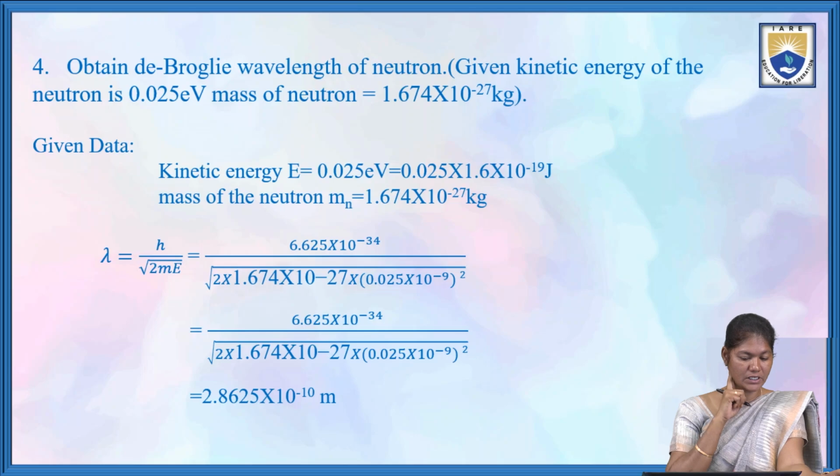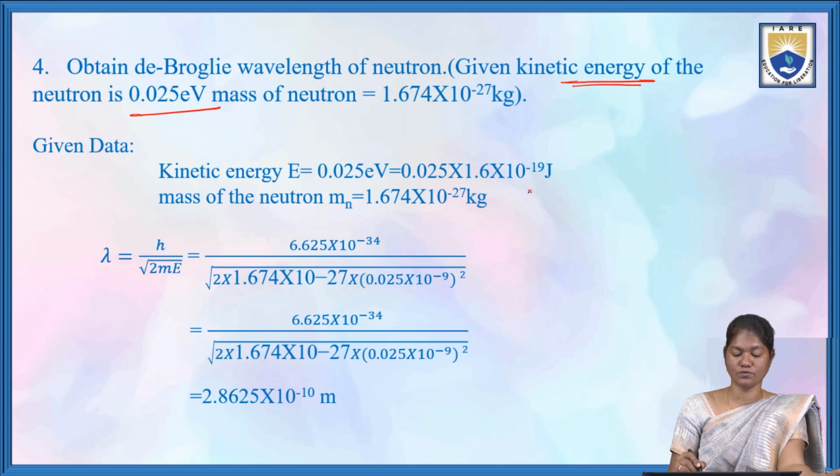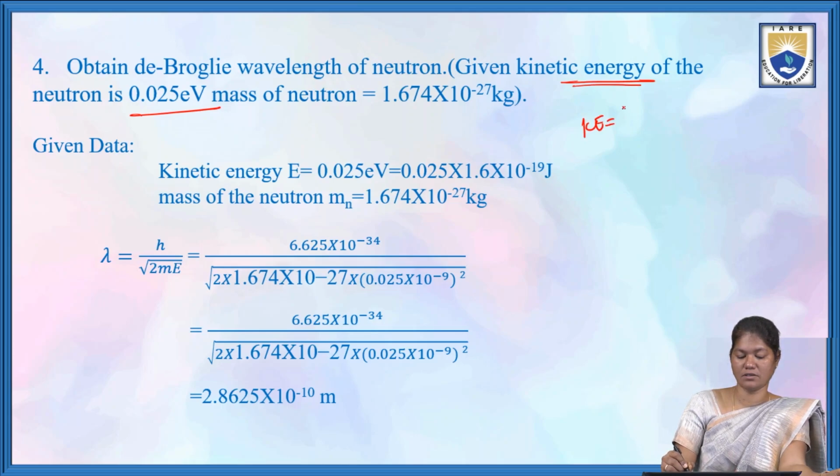So the given data is kinetic energy. The kinetic energy is 0.025 electron volts, and the mass of the neutron is 1.674 × 10^-27 kilogram. We have to find the neutron's wavelength.